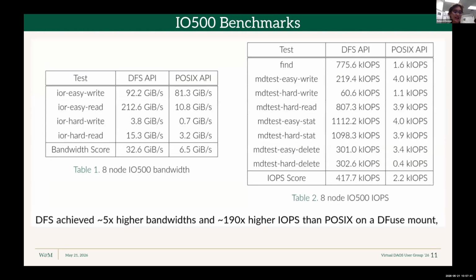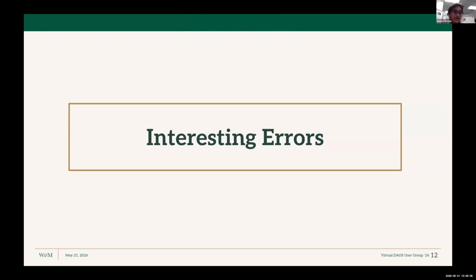And then using the IO500 benchmarks, we ran a variety of IOR and MD test benchmarks, and we saw here the 8-node result. We saw the DFS API achieved about 5 times higher bandwidths and something around 190 times higher IOPS than POSIX on the dfuse mount.